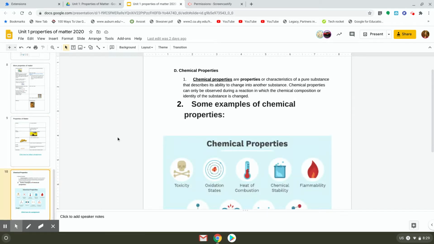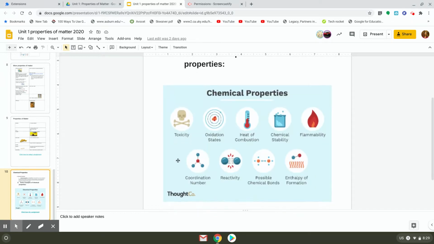Slide 10, chemical properties. This little picture here is a great visual. So if it's flammable, that's a chemical property. Chemical stability, which means it chemically combines with other things. Don't worry about the coordination number. That is something we'll talk about later. Reactivity and chemical stability are just the opposites of each other. If you're chemically stable, that means that it does not react with other stuff. Reactivity is it does react with other stuff, okay?